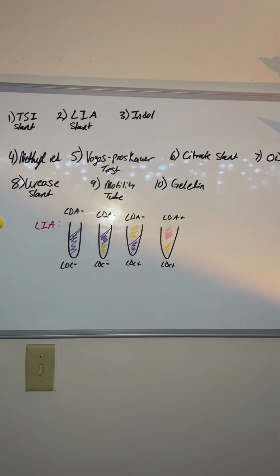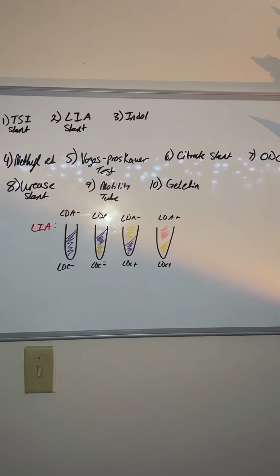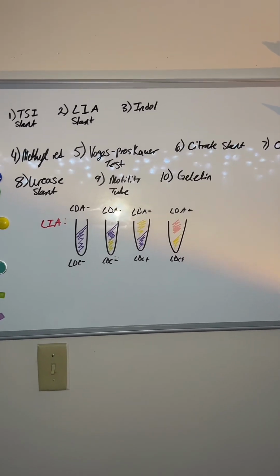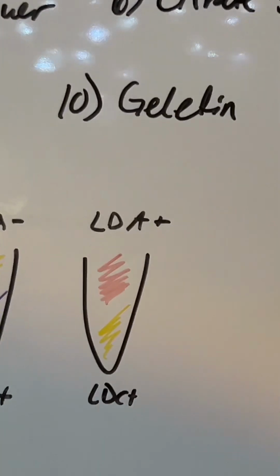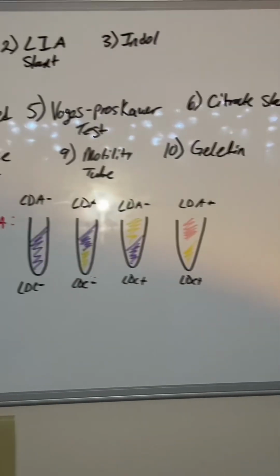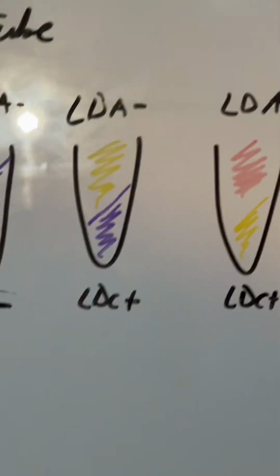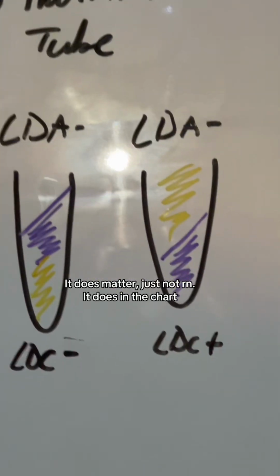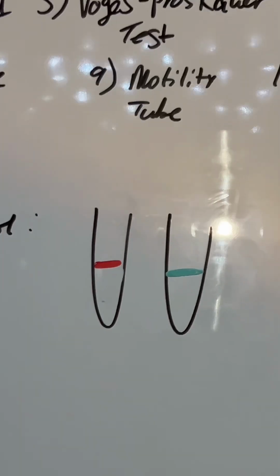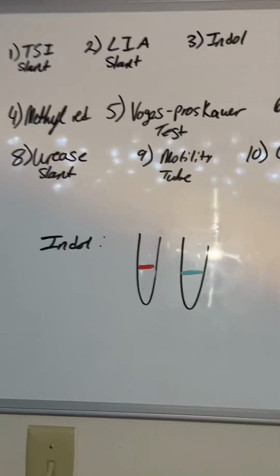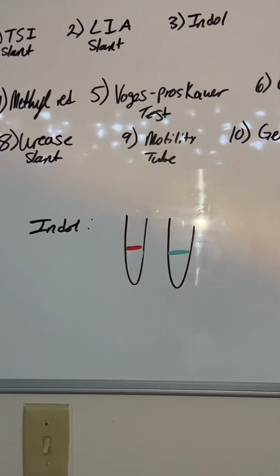Alright, so next is the second tube, which is the LIA slant, lysine iron agar. You're really just looking for any sort of red on the LDA. Everything else is negative. The positive on the LDC does not matter. Next is the indole test. Positive is red, negative is green. You're testing for an in-between molecule. I am speed running this because I have an exam to study for.